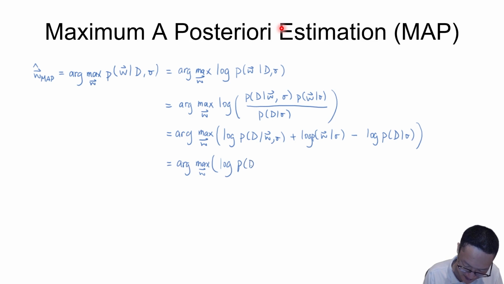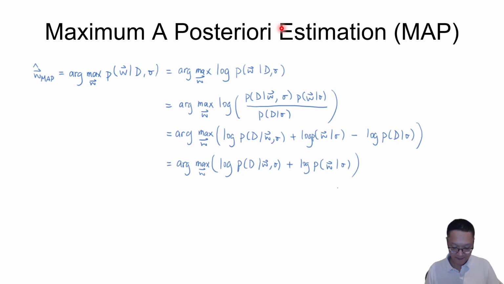I'm going to write this step. The last term does not depend on W, so we can drop it. But then we're going to keep the other two terms, which do depend on W. Okay, so now we have one term that is the likelihood. This is something that we already saw before. And then the second term is the prior distribution.